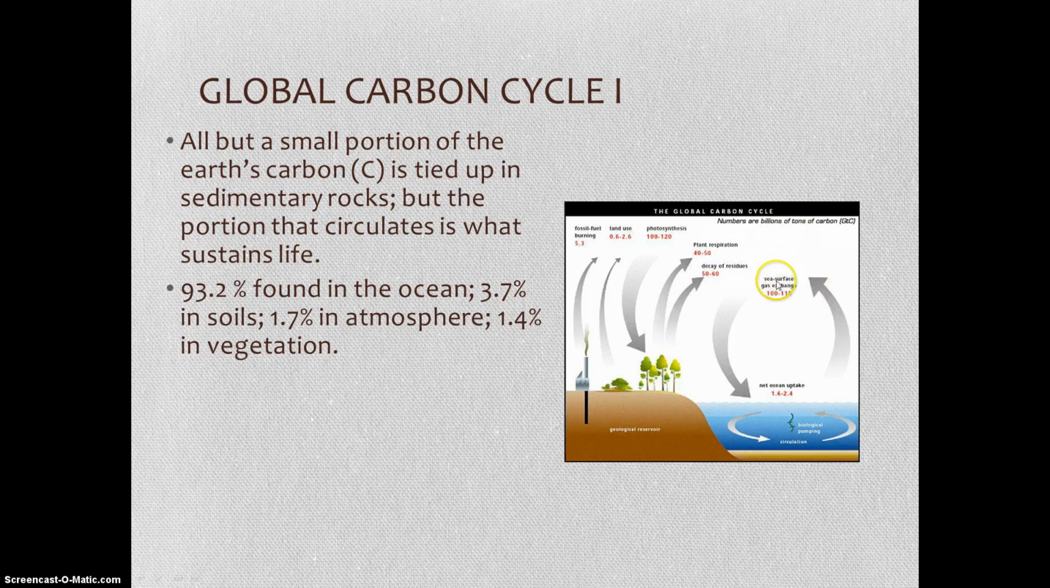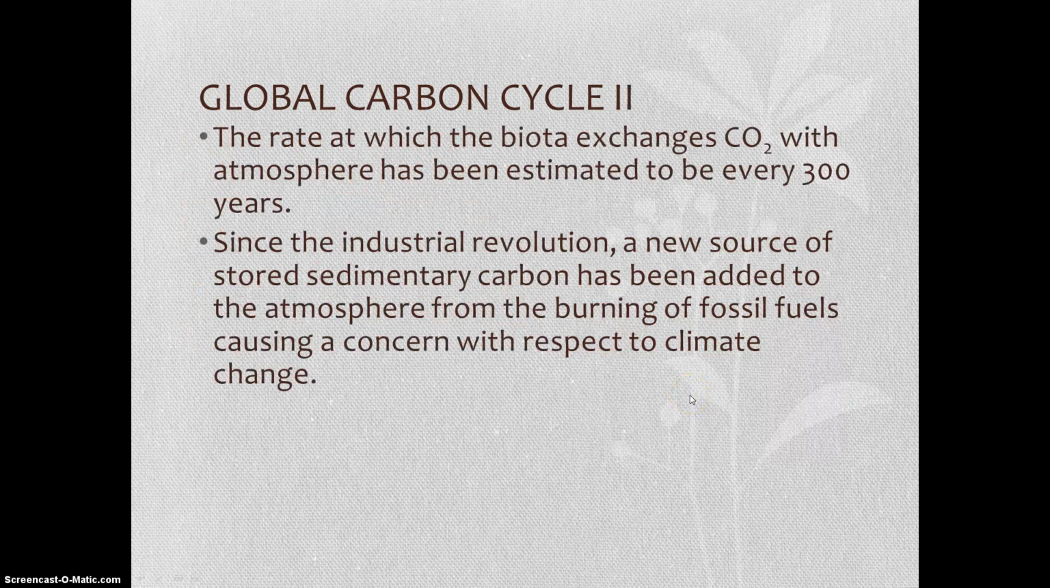Most of that carbon is going to cycle through surface to air or sea surface gas exchange. That's what's happening here. And the second largest is going to come through photosynthesis, where carbon is taken out of the air. We'll see a difference of that in just a second. The rate that biota exchanges carbon dioxide with the atmosphere is estimated around 300 years.